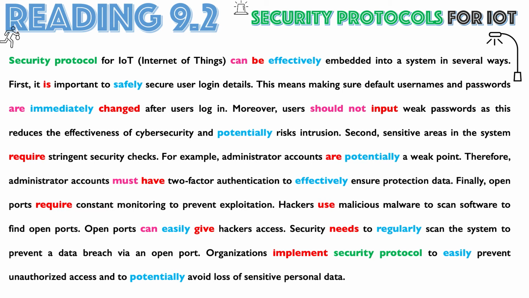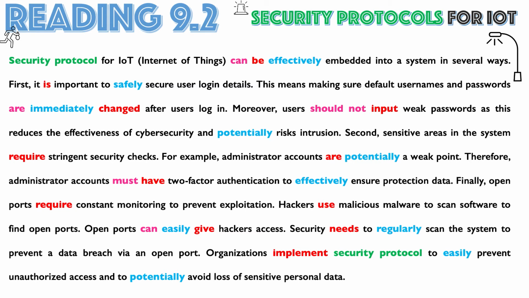Security Protocol for IoT, Internet of Things, can be effectively embedded into a system in several ways. First, it is important to safely secure login details. This means making sure default usernames and passwords are immediately changed after users log in. Moreover, users should not input weak passwords, as this reduces the effectiveness of cybersecurity and potentially risks intrusion. Second, sensitive areas in the system require stringent security checks. For example, administrator accounts are potentially a weak point. Therefore, administrator accounts must have two-factor authentication to effectively ensure protection of data.